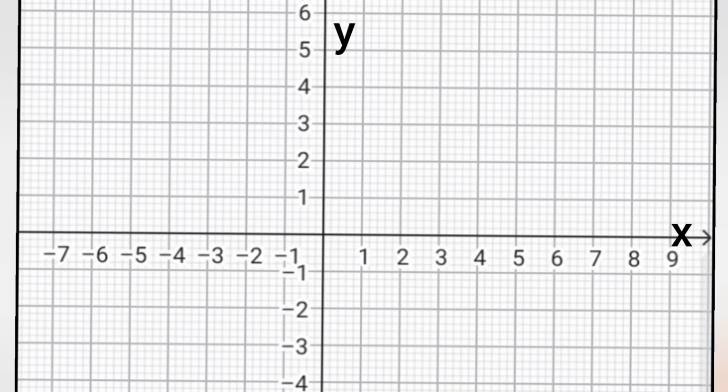So let's graph the equation. Our first point is the y-intercept, which is 0, 2. And if we go to the right 2 units, we are going to go down 3 units since this is a negative slope, negative 3 over 2. So going to the right 2 units and going down 3 units, we have this point.